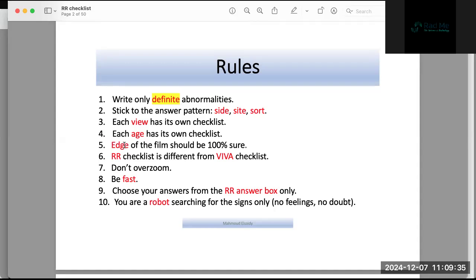Okay. Also, don't over zoom because over zooming will show the normal trabecular pattern as fractures. Sometimes the venous channels as fractures.